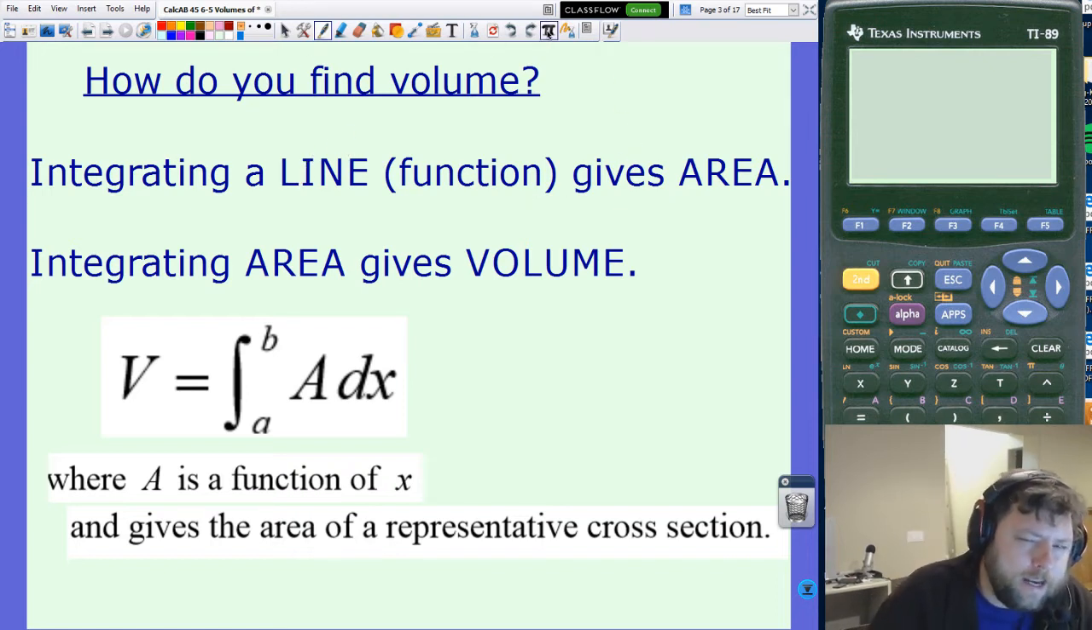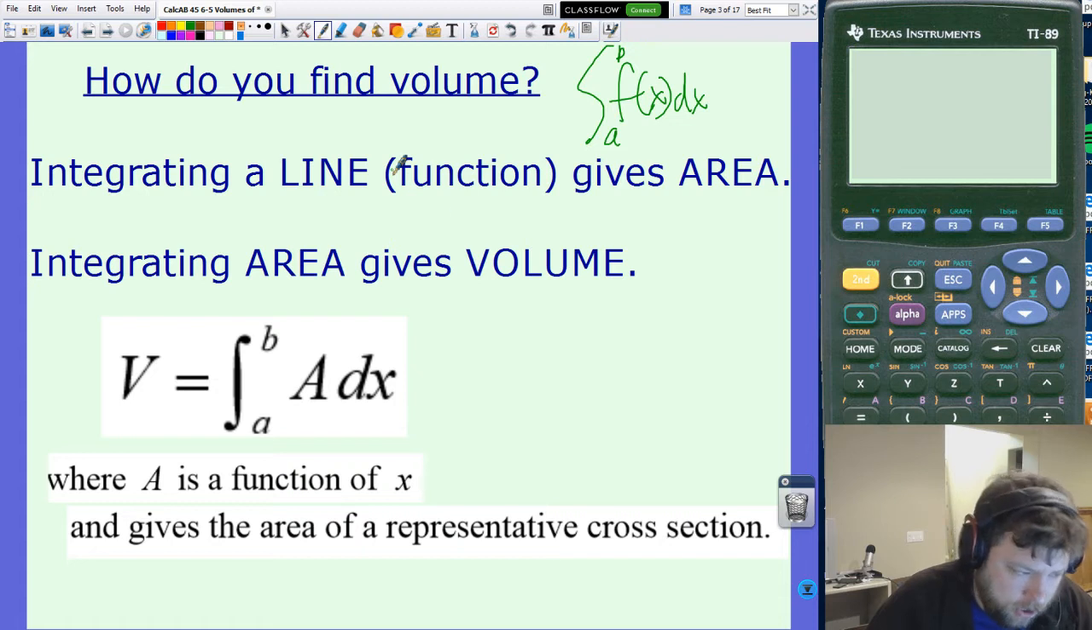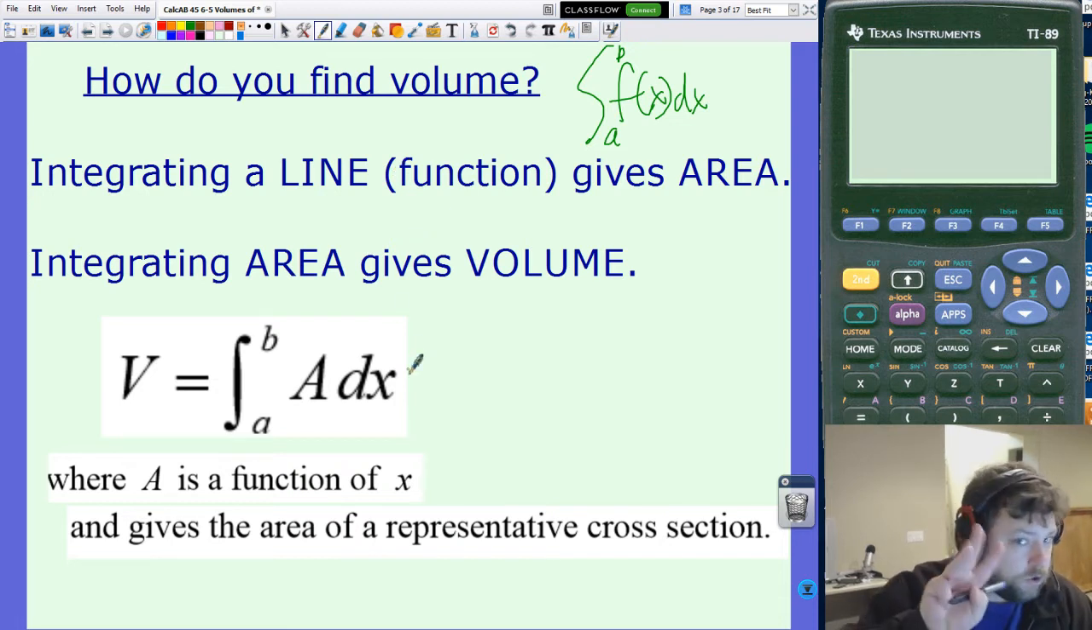Before, we did area, and we were integrating. We were finding the area. We did the function f of x from a to b dx, and this finds the area under the curve. Area is a two-dimensional shape. Now we're going to talk about volume, which is three dimensions.